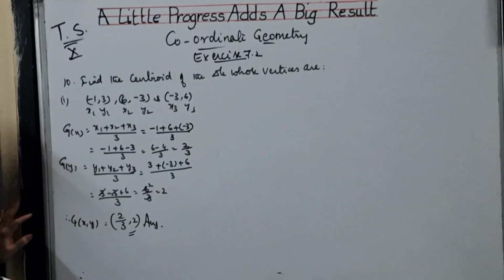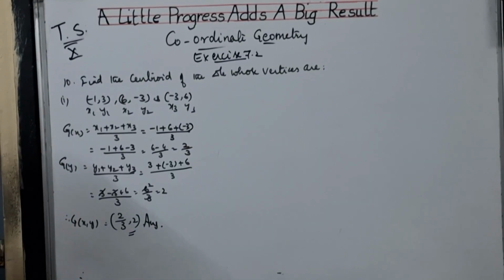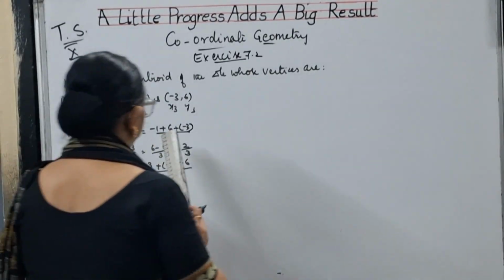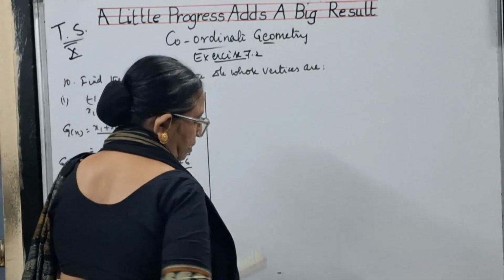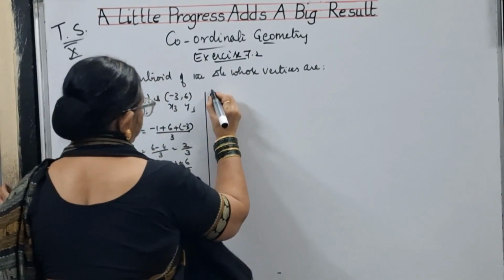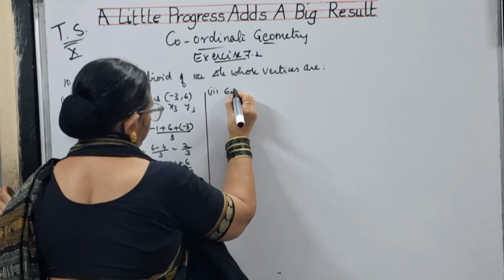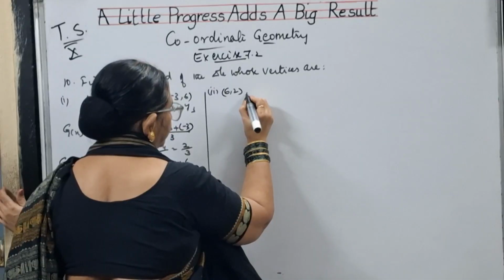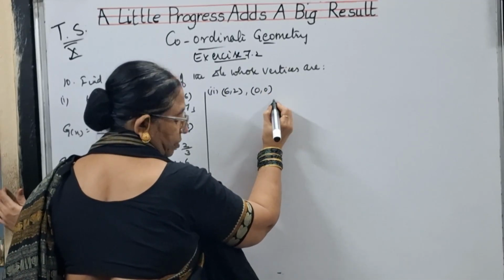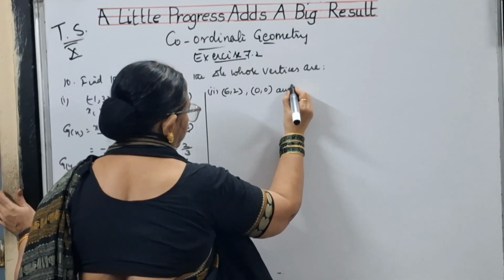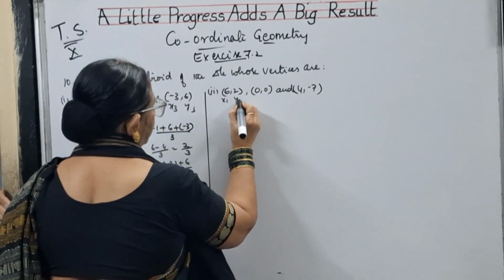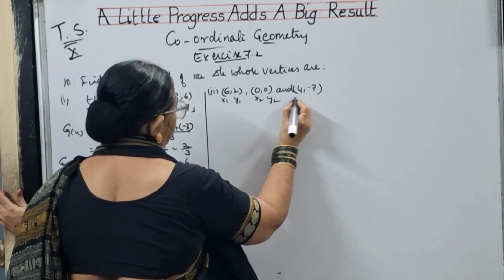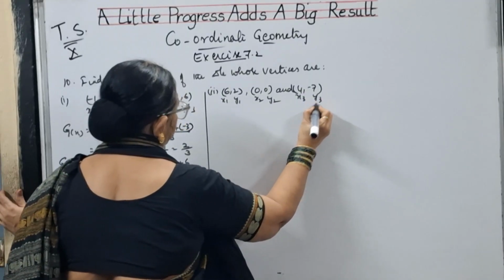This is the answer of the first bit. Already derivation I have taught in the previous videos, children. So we are doing the sum directly. First bit I have done. Now let us see the second bit. Second bit: 6 comma 2, 0 comma 0 and 4 comma minus 7. x1, y1, x2, y2, x3, y3.